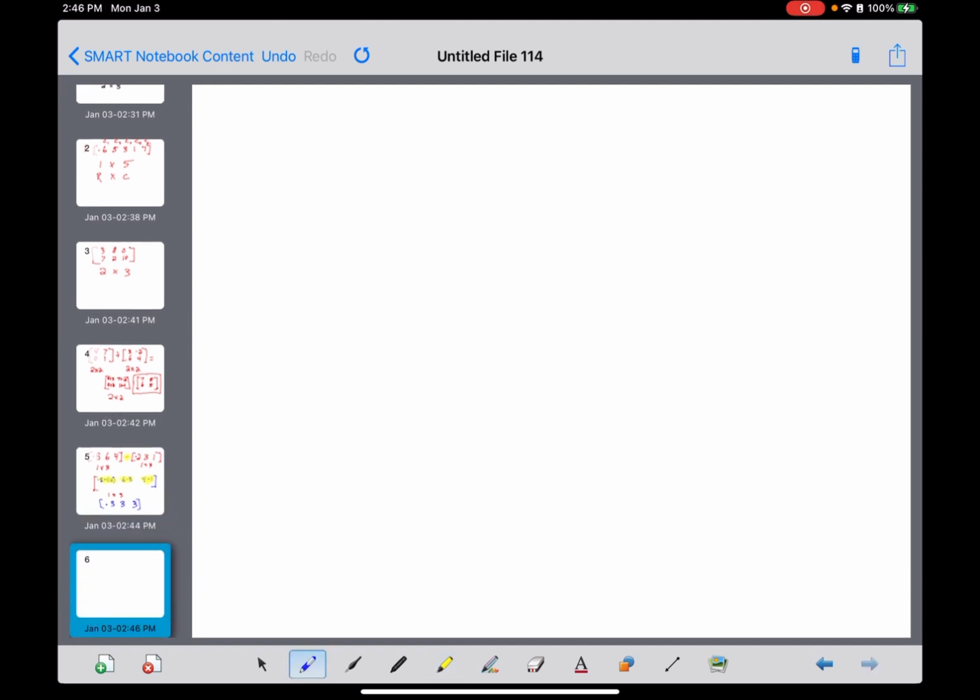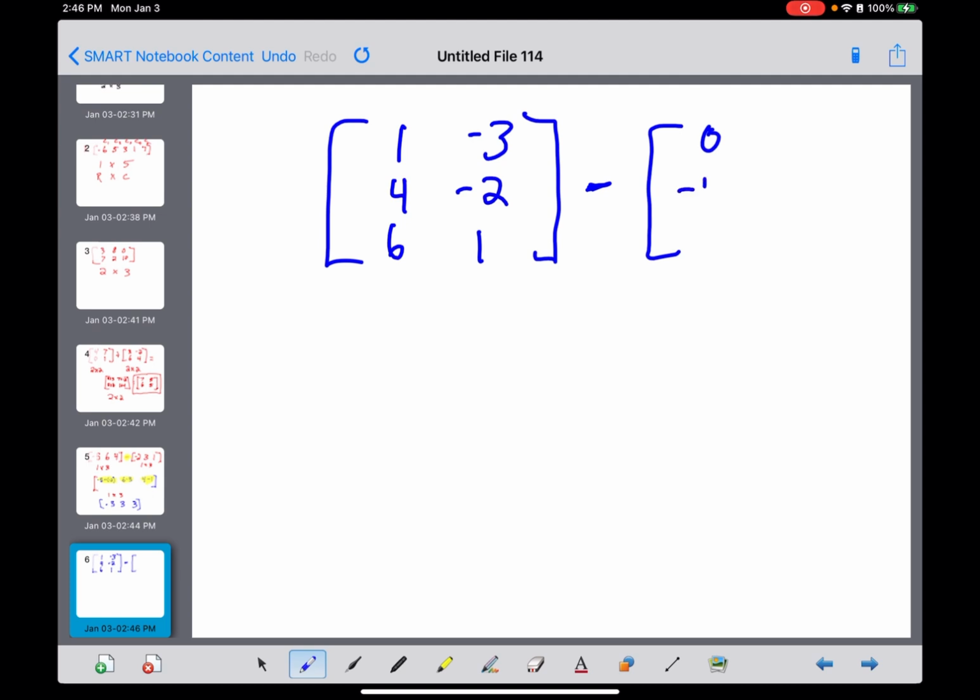Okay, let's try one more. Now have you try this one on your own. Let's go 1, 4. Actually, we're going to do 2 more. 6, -3, -2, and 1. We're going to subtract from that the matrix 0, -10, 3, 8, -4, -1. So go ahead and subtract those two matrices and give me the end result.